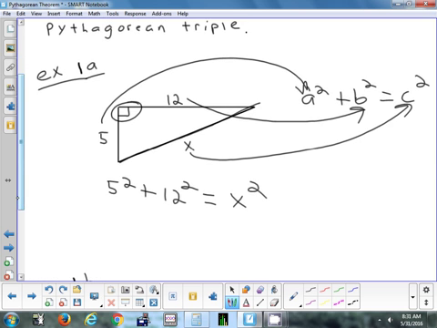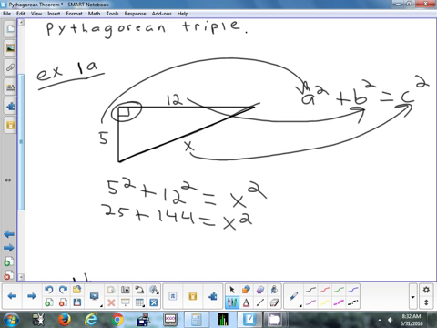Okay, if you need a calculator, you could use it. Let's see what we can work out. Davin, what's 5 to the second power? Yep, good, 25. 12 to the second power, I think we did this one earlier. Maria, can you tell me what 12 squared is? 144. Good, 144.